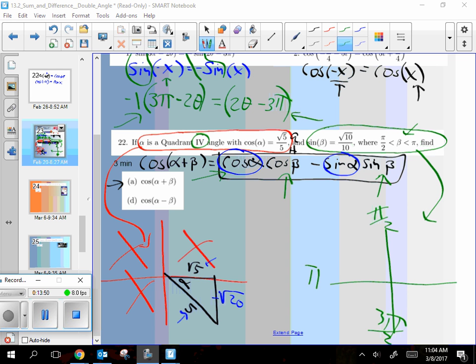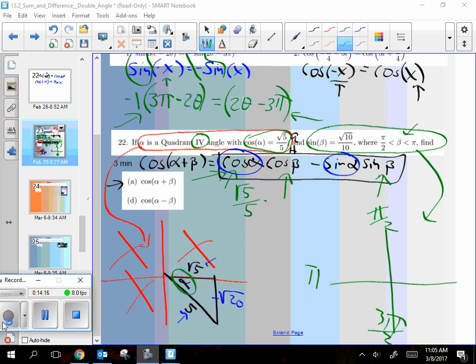All right, so let's do cosine of alpha right here. That part. What is cosine of alpha? Well, here's alpha. Cosine's easy. It's adjacent over hypotenuse. Which is what? Root 5 over 5. And it says it right here. Cosine of alpha is root 5 over 5. So I can put that in. Root 5 over 5. Cool. Done. Now I got to get cosine of beta.